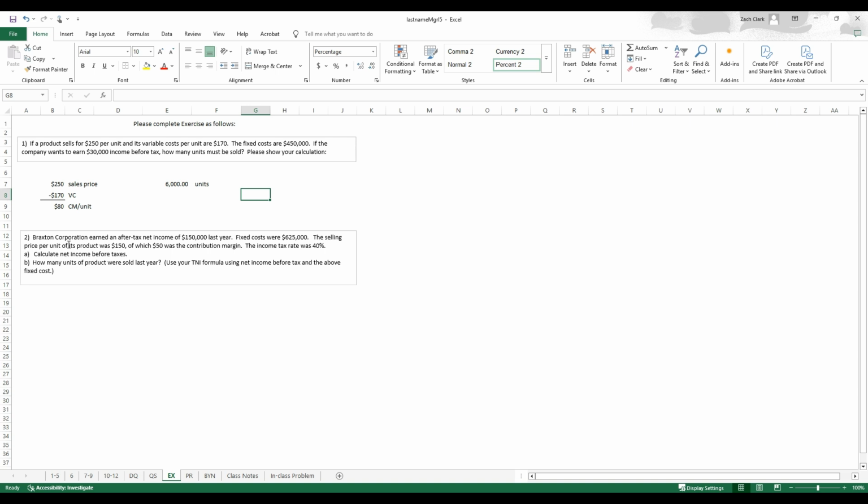And let's, so step A, if we want to figure this out, do the first part. So we want to calculate net income before taxes. So after taxes was 150,000. We take our 150,000 divided by 1 minus the tax rate, which is what was it, 0.4 is what it said. And let's put brackets around that. We don't need this first one.